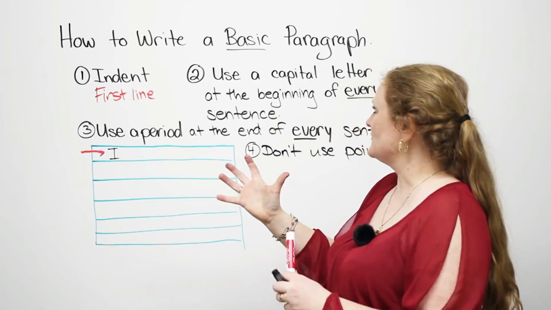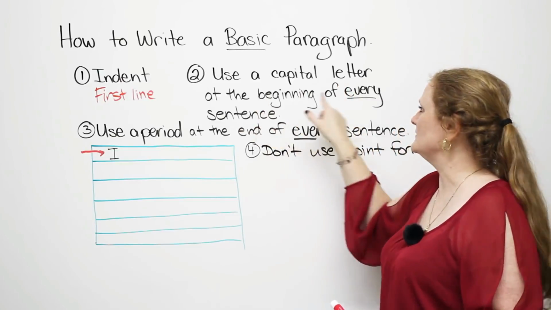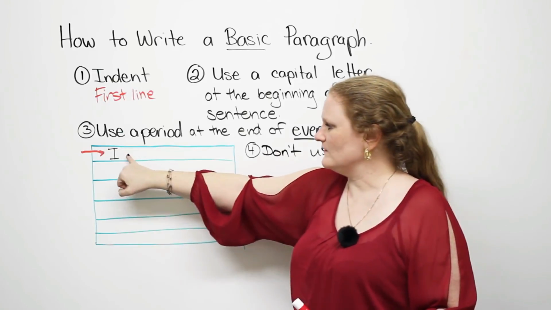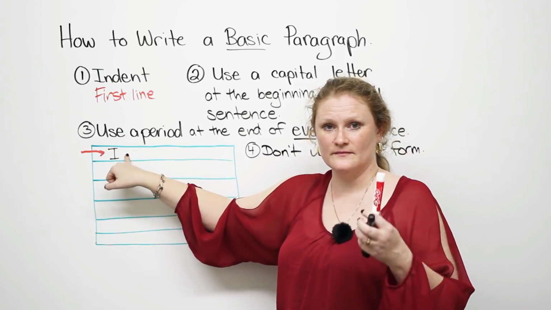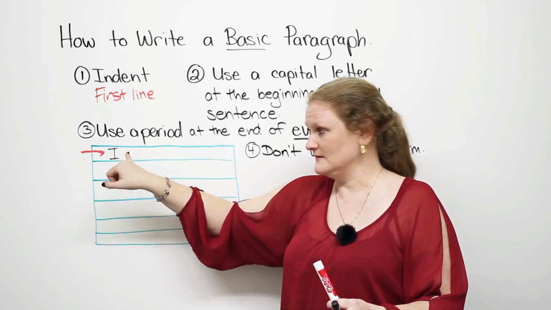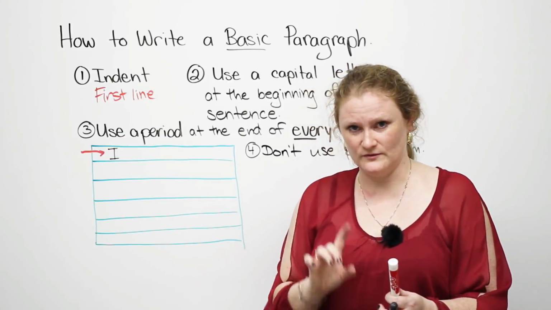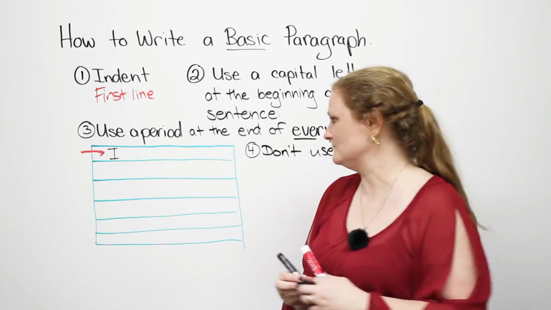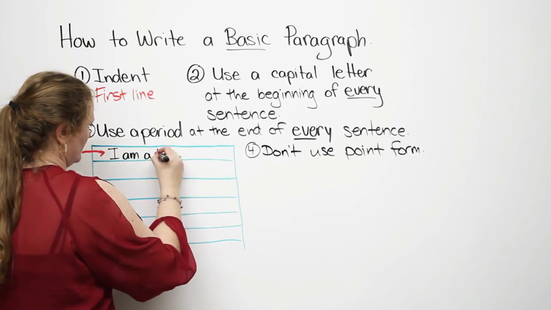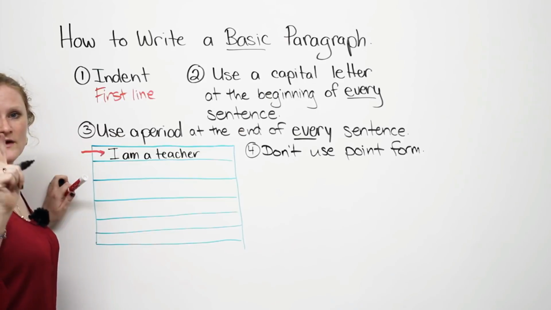Okay. The next thing that you have to do is you have to use a capital letter at the beginning of every sentence. Now, the word that I've written is I. Another rule in English is that every single time you write I, it must be a capital. So, I'm going to write an example sentence for you to illustrate what I mean. I am a teacher. Okay? This is one sentence.